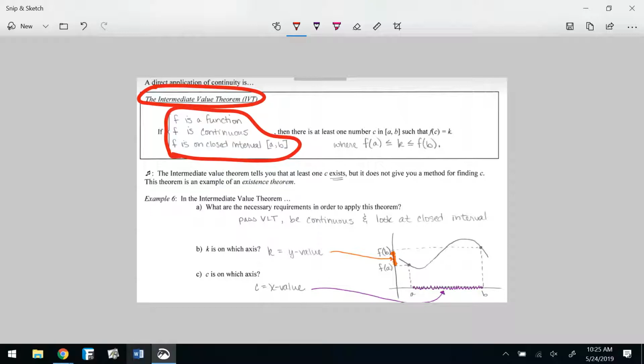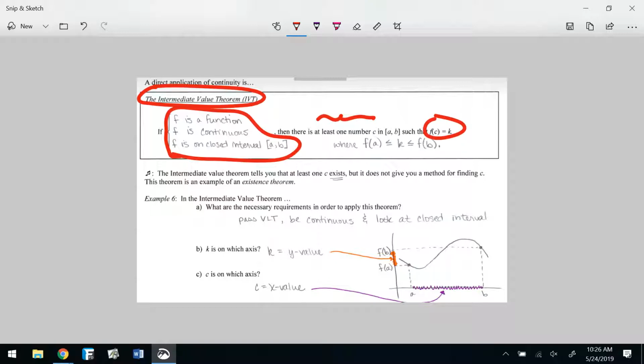That's our hypothesis right there, which means if we have f being a function, f being continuous, and f being on a closed interval from a to b, then there will be at least one value of c that is in between a and b such that f of c is equal to k.